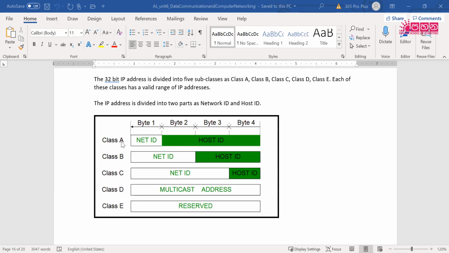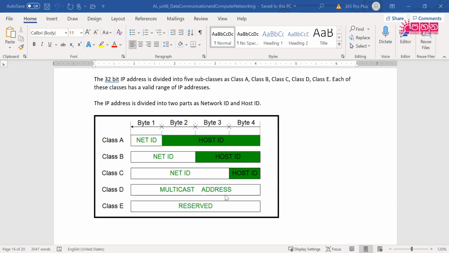What you need to remember is that you always have a network ID and a host ID. For class A, 1 byte is reserved for network ID and 3 bytes for host. Class B is equal, so 2 for net and 2 for host. Class C, 3 for net and 1 for host. So it's very simple to remember: 1 byte for net, then 2 bytes, then 3 bytes.